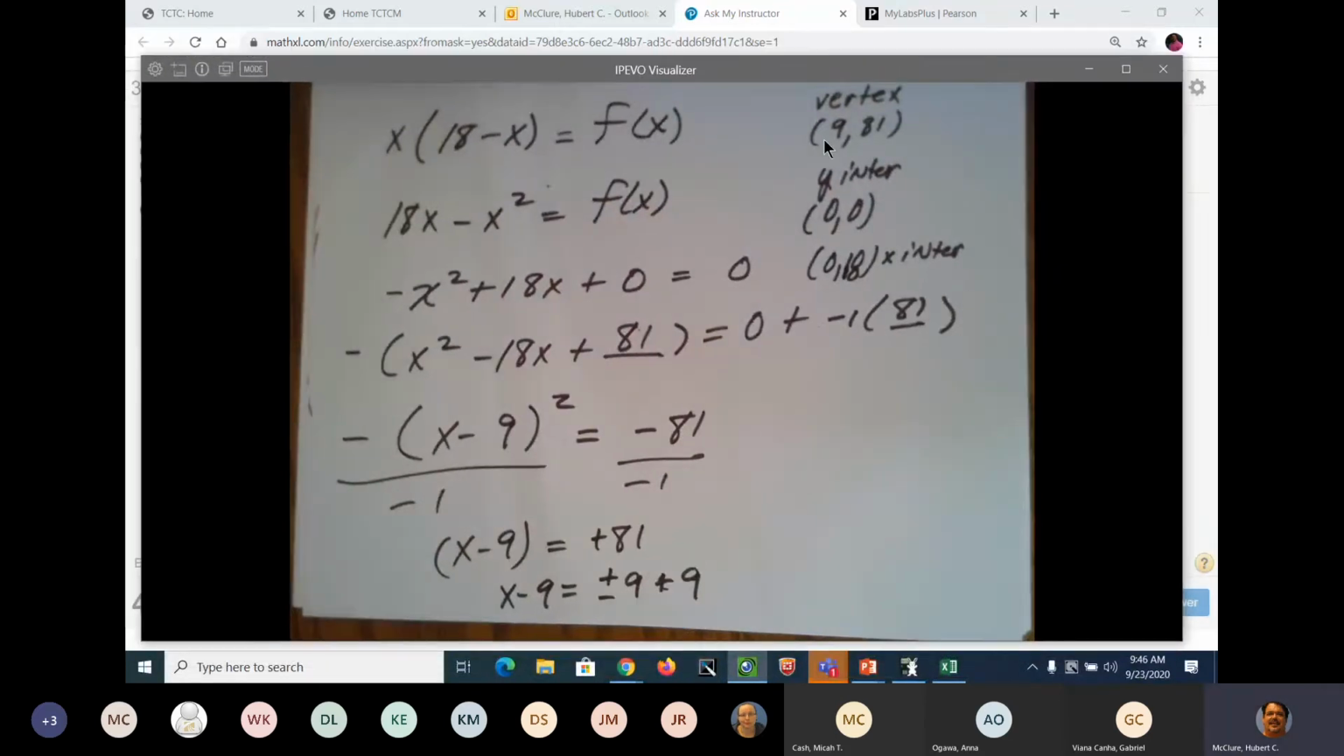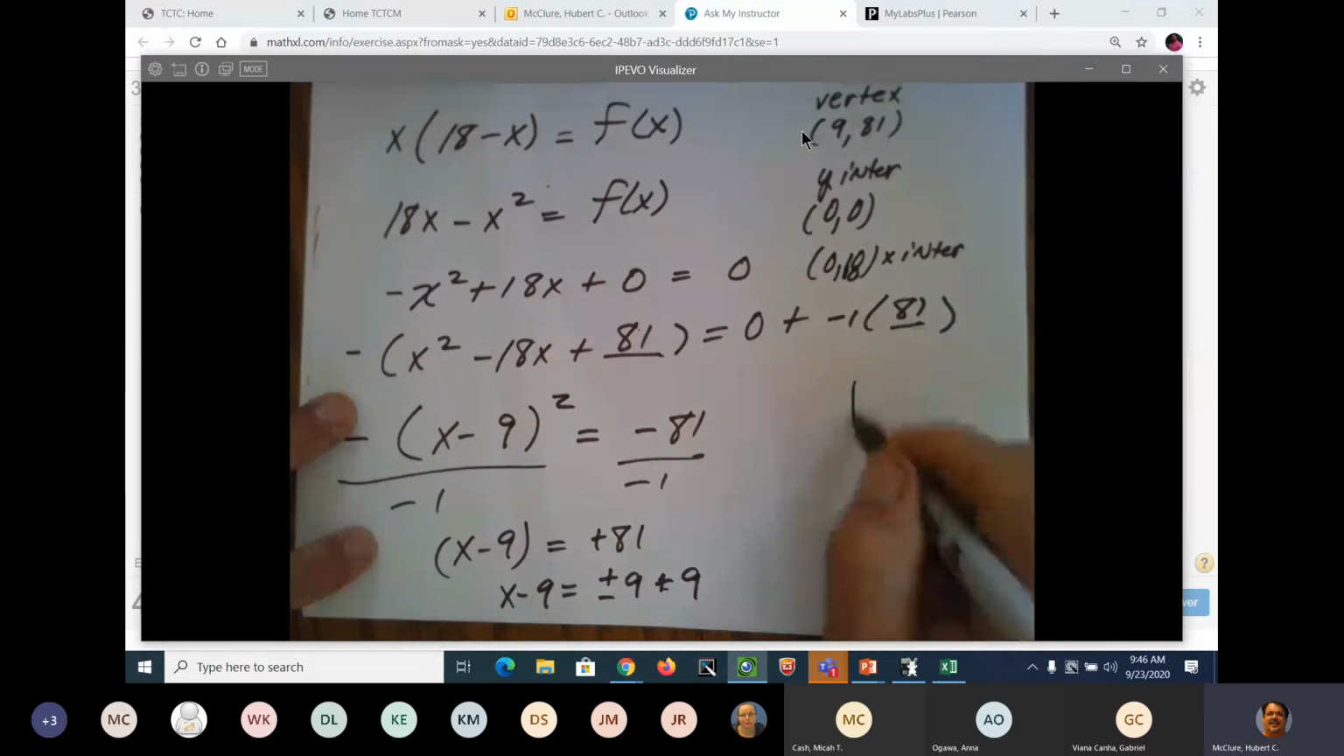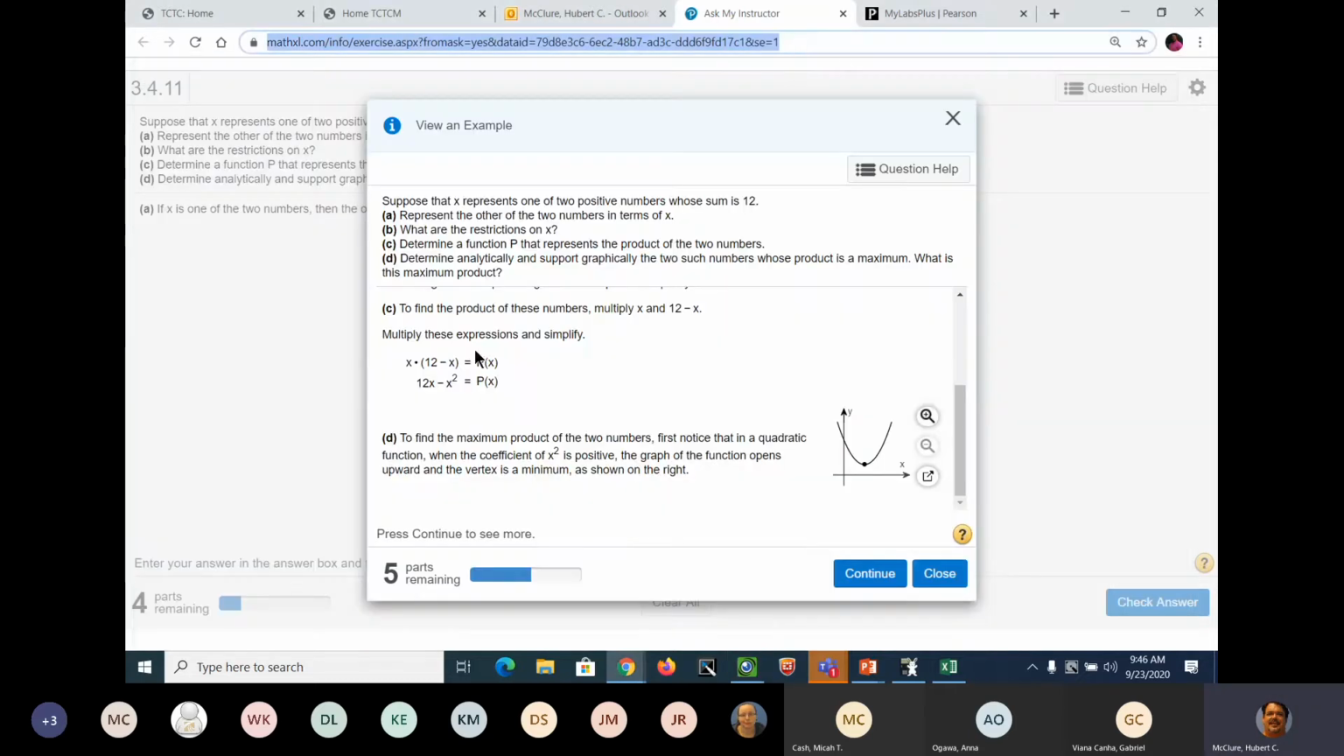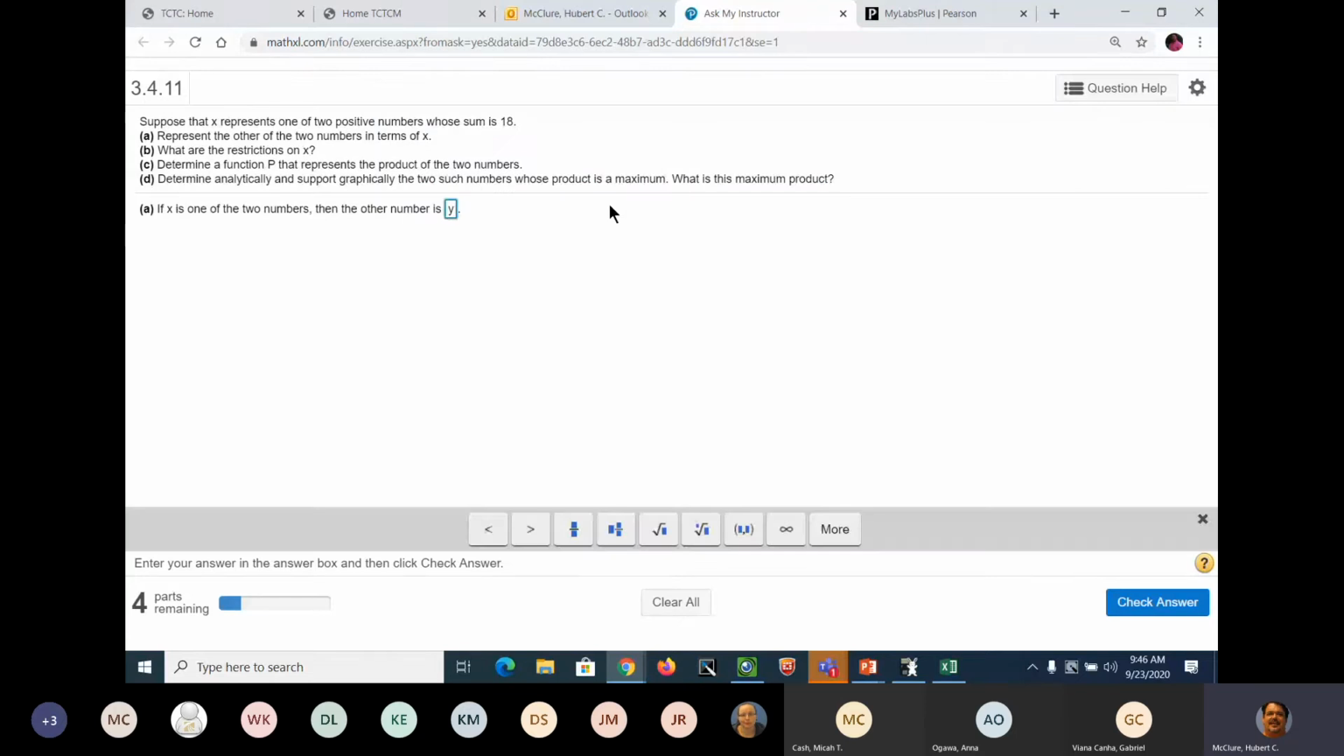So we've got this information. We draw a graph. And it should look like 9 and 81. Well, 9 and 81 is going to be way up here. The y-intercept is 0, 0. And the x-intercepts are 0 and 18. So basically, which way is it going? It's opening downward. So I don't know if that's what they want or not. This is not a question I would put on a test.